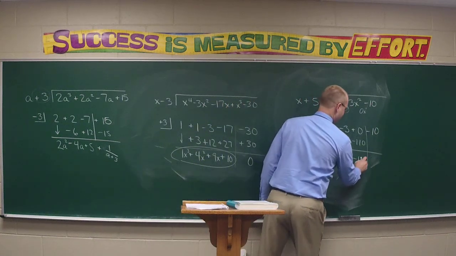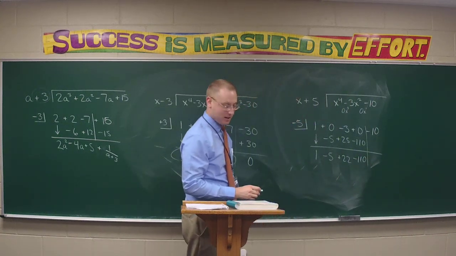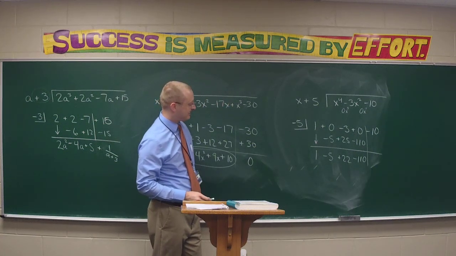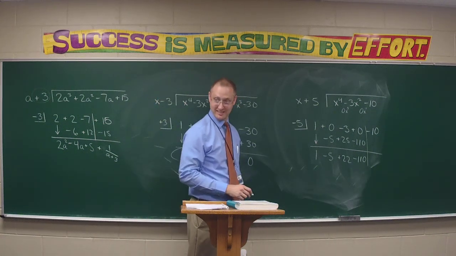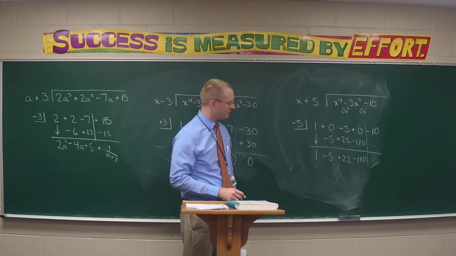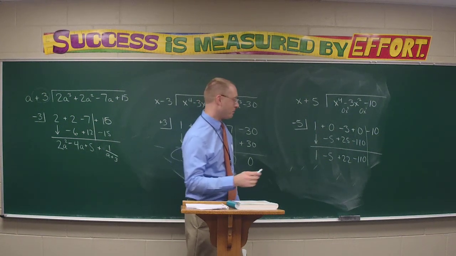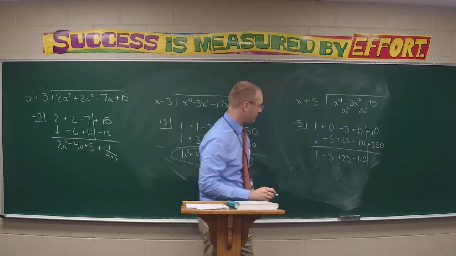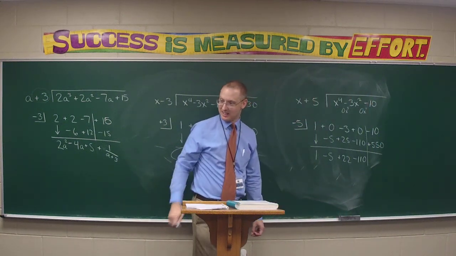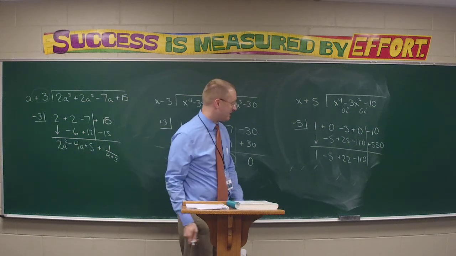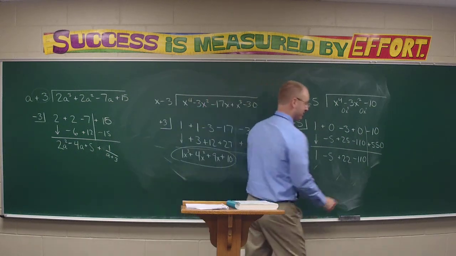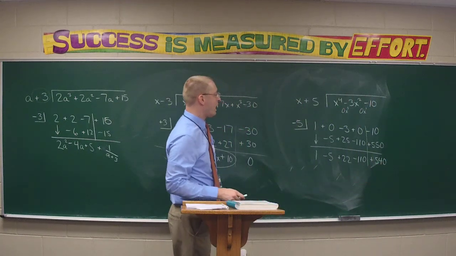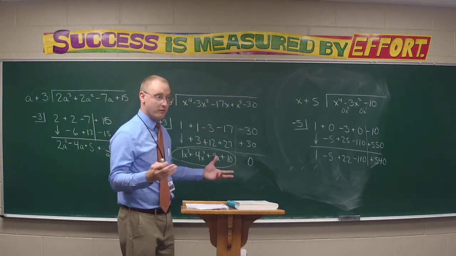Negative 110. And then Maddie, we add to get positive 550. There we go, positive 550. And then we multiply, Maddie, to get positive 540. Positive 540. Okay, so we clearly have a remainder this time. But aren't you glad you didn't have to do like the long division with this kind of thing?